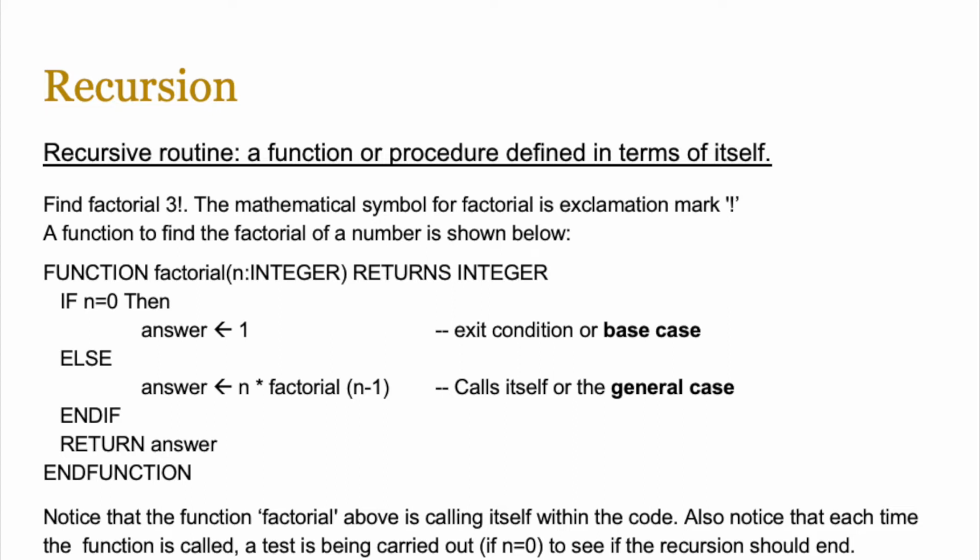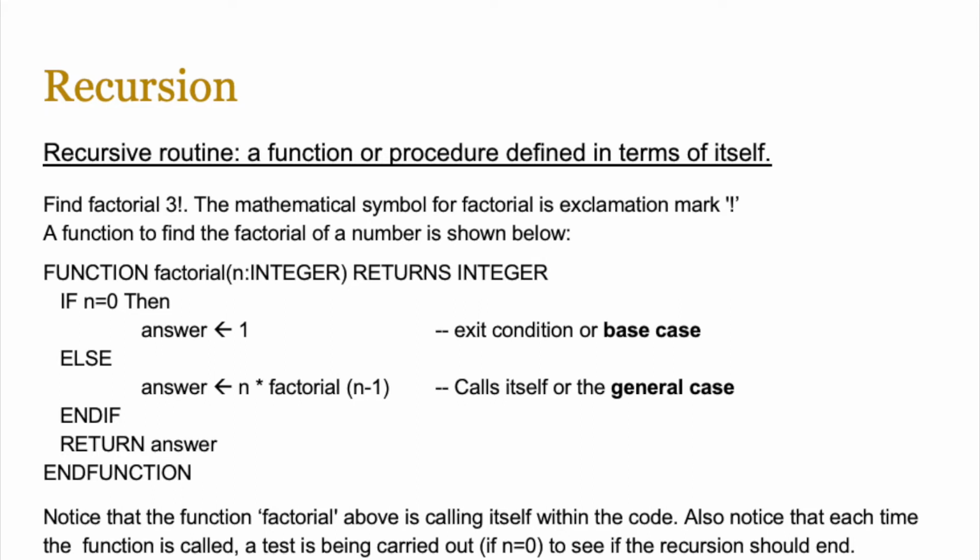Because think about what could happen. For example, if we don't have this exit condition, then we'll constantly go n minus 1, n minus 1, n minus 1 forever. And that's an infinite loop. To avoid that, we need to have an exit condition, which is called the base case.